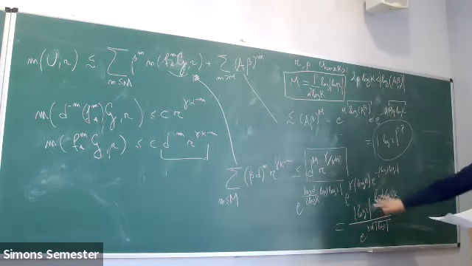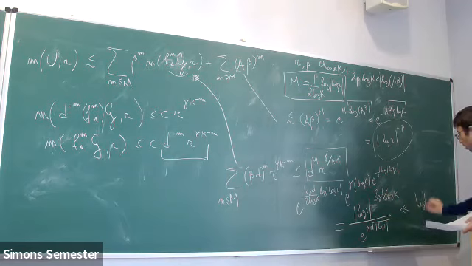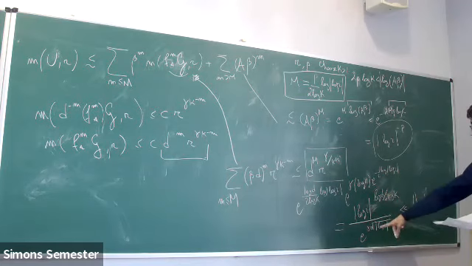Now, whatever power I have here, now I have an exponential of a power of log r. So this one is asymptotically smaller than log r with the power that I want, because this one is quicker than this.